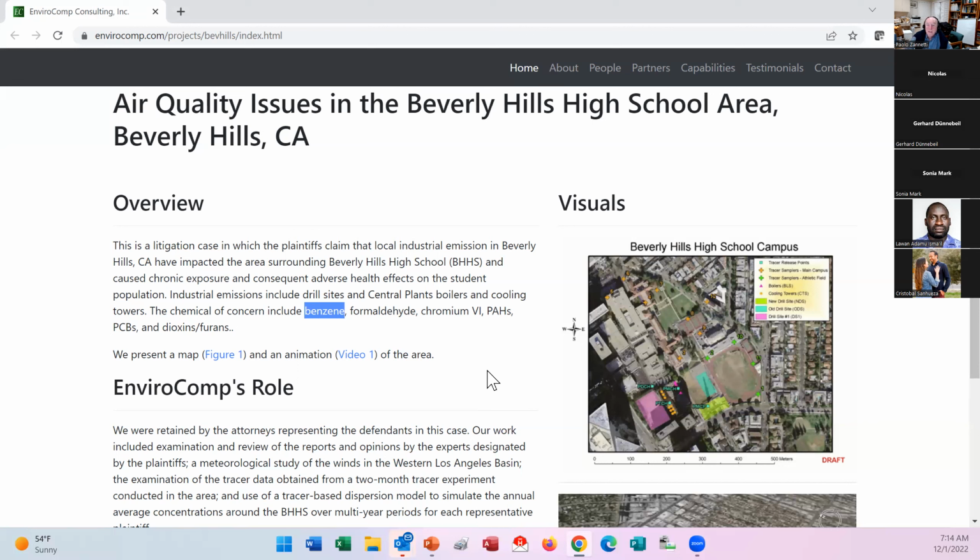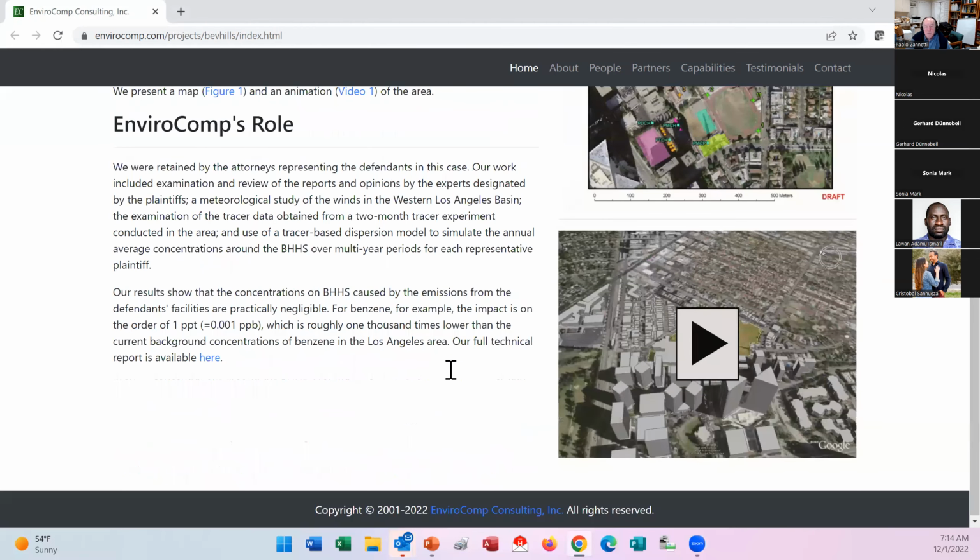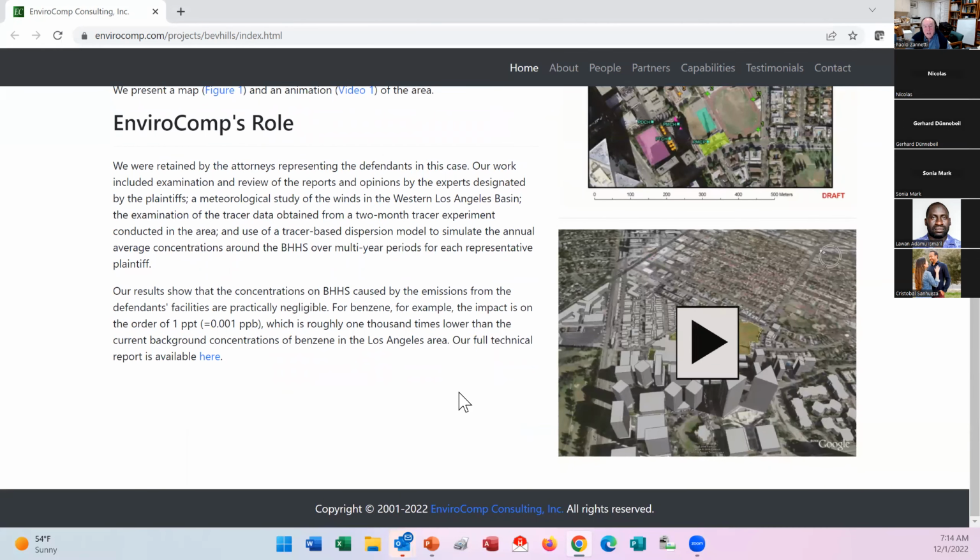And we were under a lot of pressure because this was a very famous case. All the newspapers and TV channels were talking about this. So it was a big pressure case. And at the end, we produced a report. And in this case, my client allowed me to make the report available to everybody.